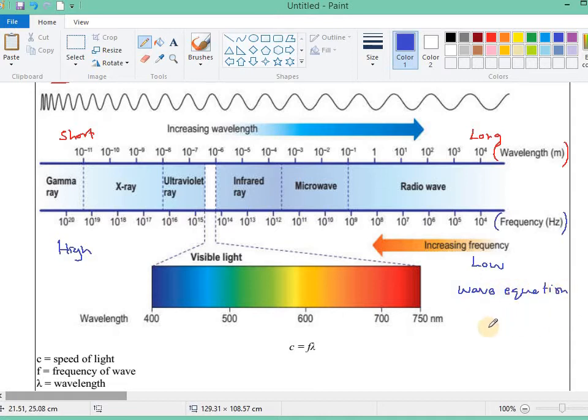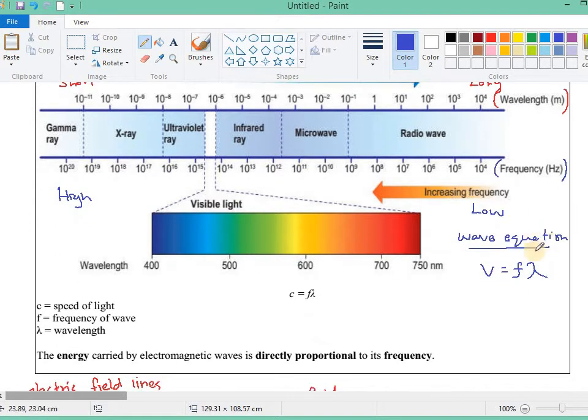You still remember the wave equation? We learned in topic 5.1, the fundamentals of wave, the wave equation, v equals f lambda. The speed of an electromagnetic wave is the speed of light, so we replace the wave speed with the symbol c, which represents the speed of light. So c equals f lambda. The speed of the electromagnetic wave is fixed.